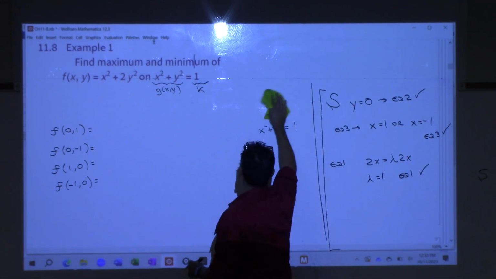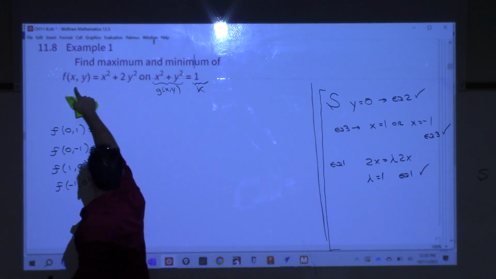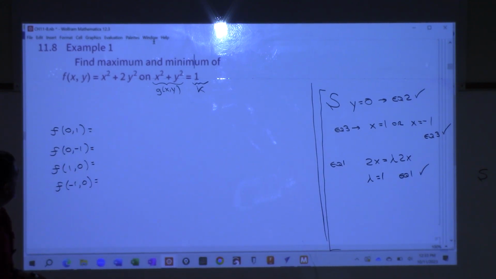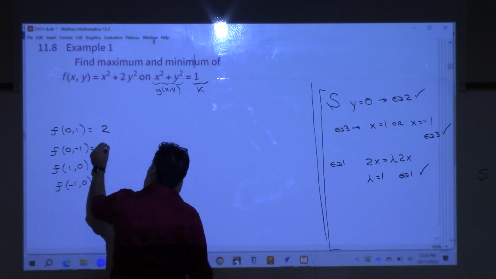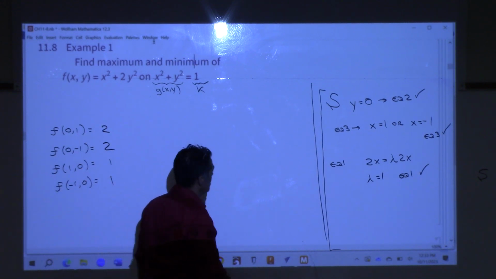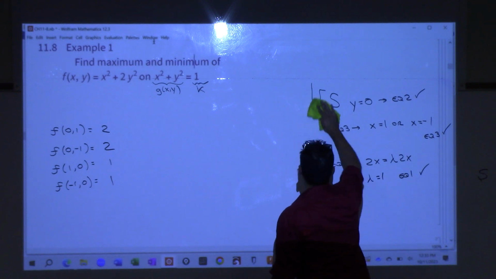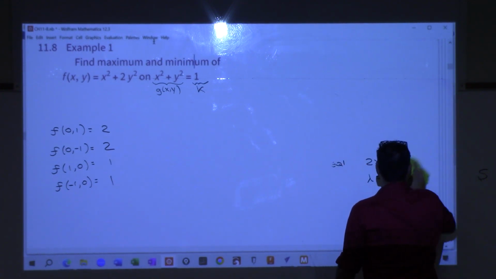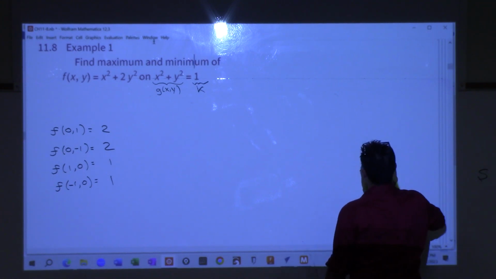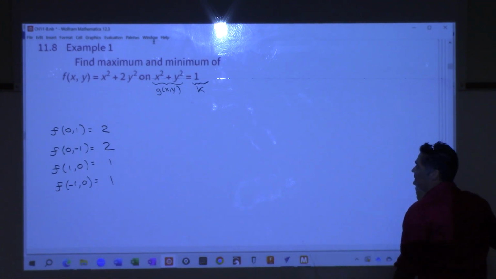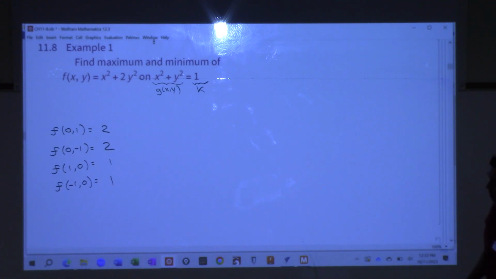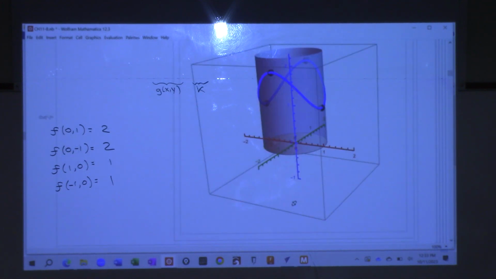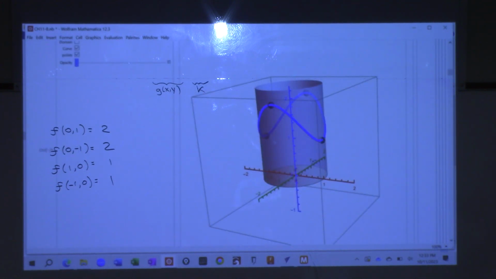Are we using the original function? Yes, this function right here. So plug in that, you get 2. You get 2 here, and you get 1, and you get 1. So the maximum value of that function is 2, and it happens at 2 different places. And the minimum value of that function is 1, and it happens at 2 different places, which matches what we saw here. It matches what we saw.